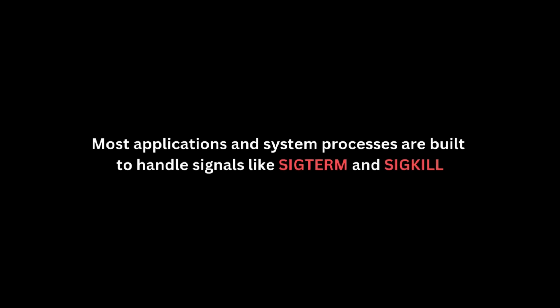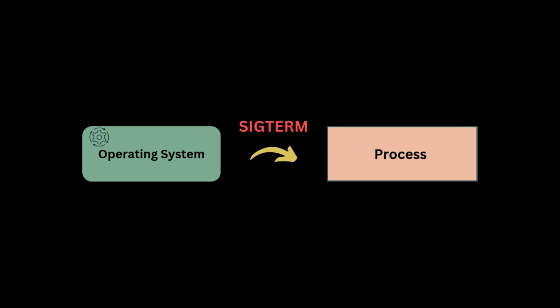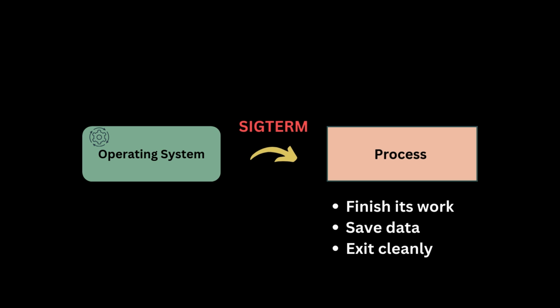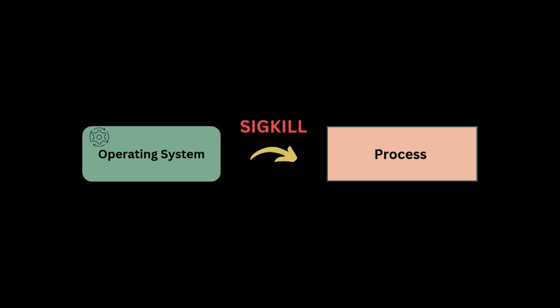Most applications and system processes are built to handle signals like SIGTERM and SIGKILL. When a process receives a SIGTERM, it has a chance to finish its work, save data, and exit cleanly. If it doesn't respond to SIGTERM, the system might send a SIGKILL, which forcefully stops the process without giving it time to clean up. By using these commands, you help prevent data loss and ensure your system remains stable.